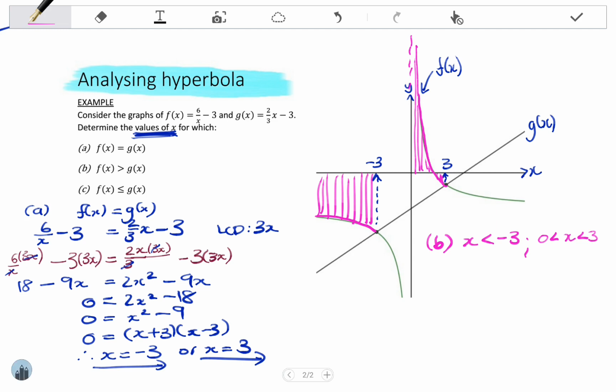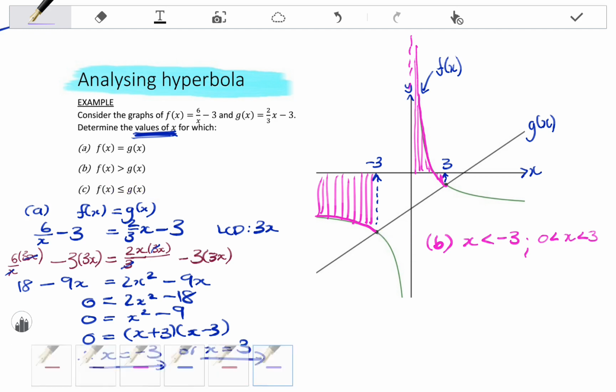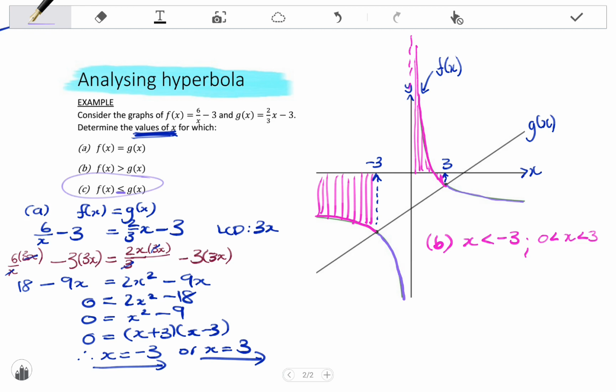Okay, right, looking at C, it's asking for the values of x where f of x is less than or equal to g of x. Okay, so this is then where f of x is below g of x. So go to the graph, identify the part of the graph. This is where f of x is below the straight line. Again, where f of x is below the straight line. So again, two parts of the graph. I need to represent the x values. Okay, and now notice that it also includes the points where f of x is equal to g of x. So I'm going to include the x values of the points of intersection.